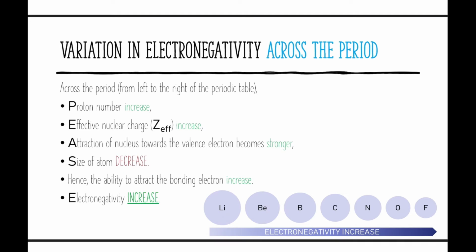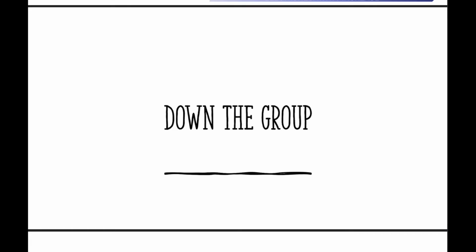Since across the period the size of atom decreases, the ability to attract the bonding electron increases. Therefore, the electronegativity increases. So we can see that from left to right of the periodic table of elements, the size decreases but the electronegativity increases.